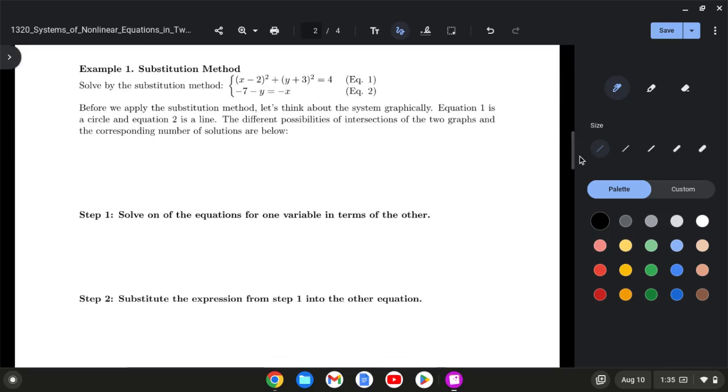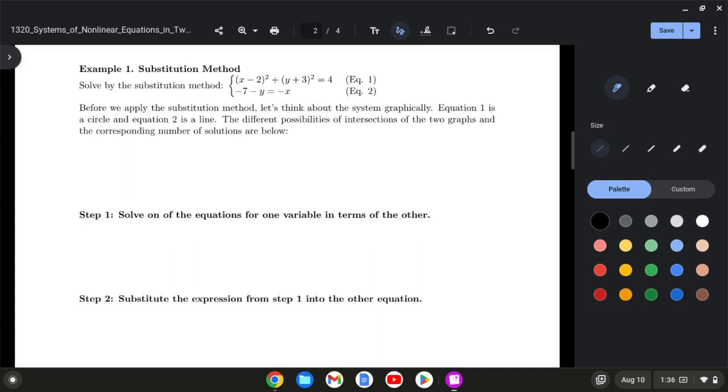So the first example, we're going to use a substitution method. And we have the system with the equation quantity of x minus 2 squared plus the quantity of y plus 3 squared equals 4, which I called equation 1. And then equation 2 is negative 7 minus y equals negative x.